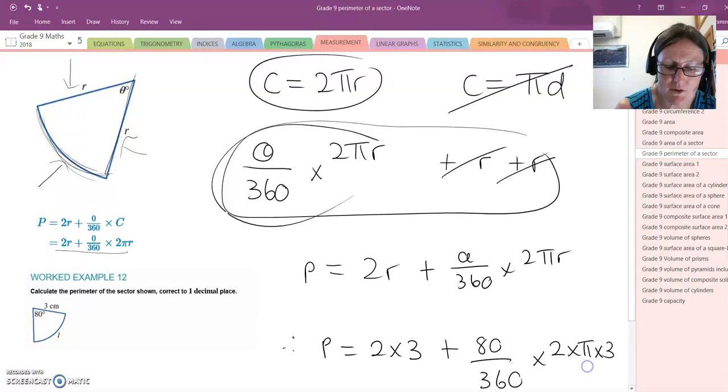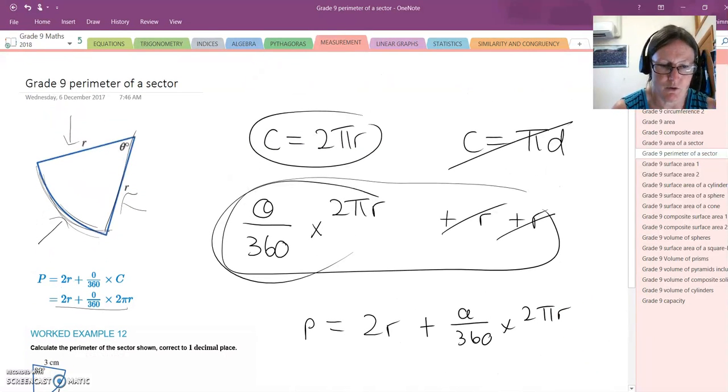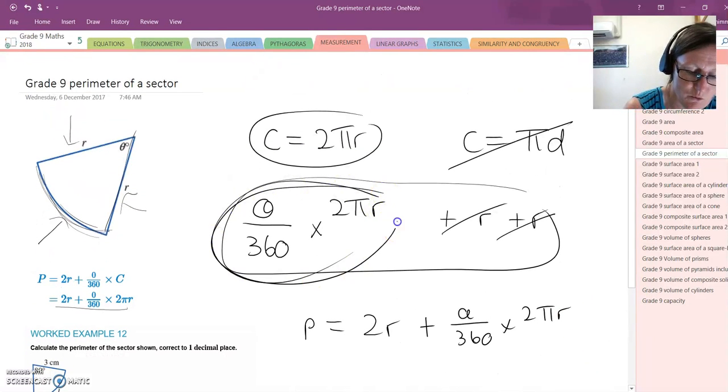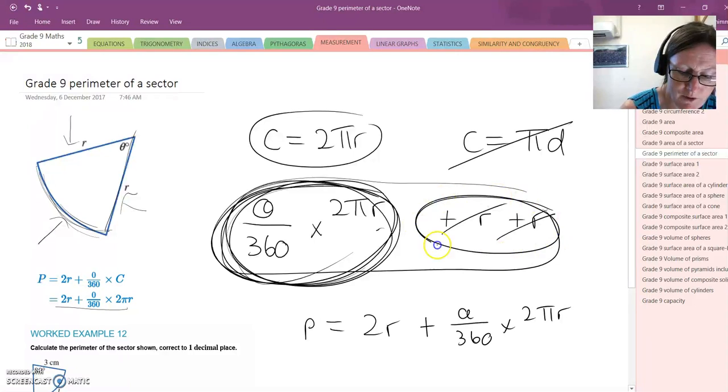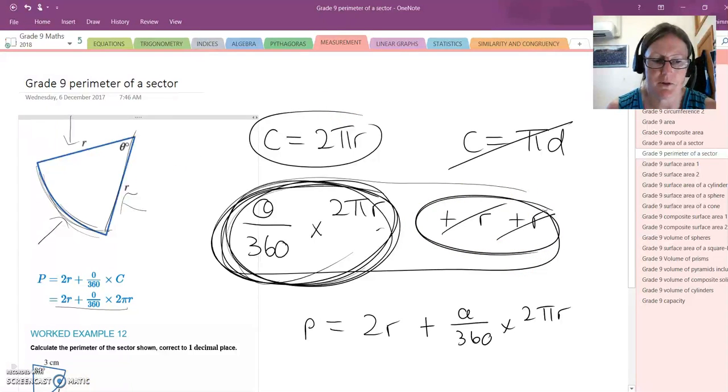So for the perimeter of a sector, we need to work out how much of a circle we have and find the distance of the curvy bit, if you like, using how much of a circle we have, and then we add on the length of the two radiuses, and that gives us our total perimeter of our sector.